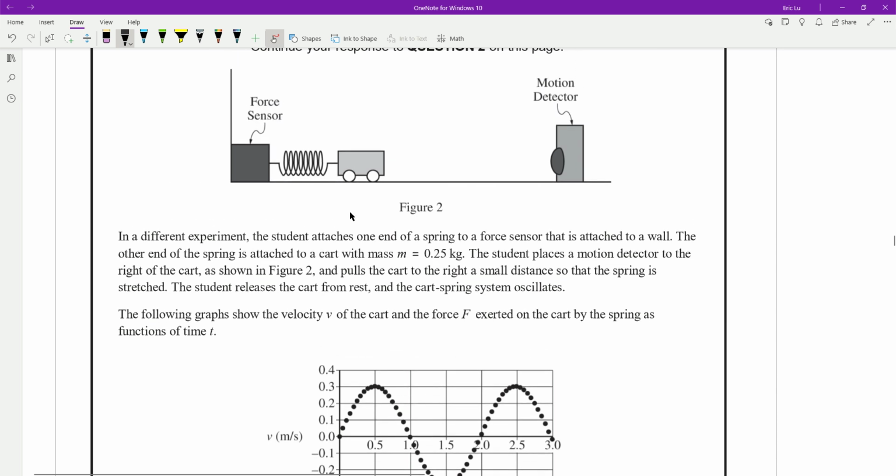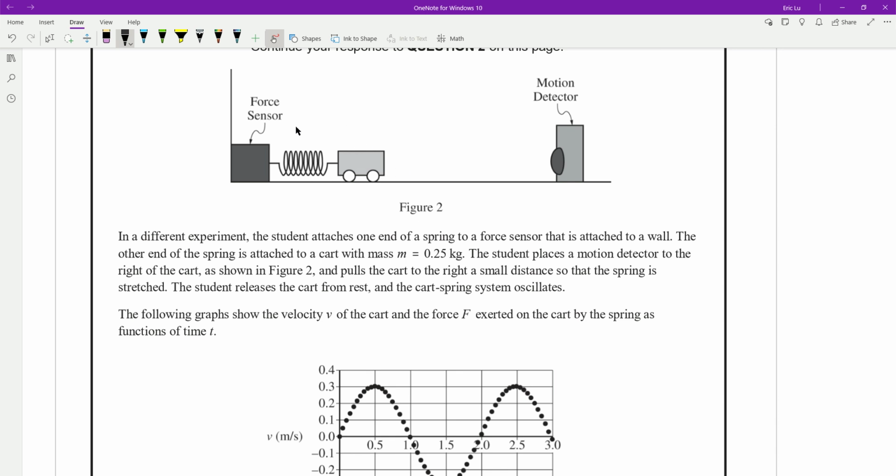In a different experiment, the student attaches one end of a spring to a force sensor that is attached to the wall. The other end of the spring is attached to a cart with a mass of 0.25 kg, and the student places a motion detector to the right of the cart, shown in figure 2, and pulls the cart to the right a small distance so that the spring is stretched. Then the student releases the cart from rest, and the cart spring system oscillates.